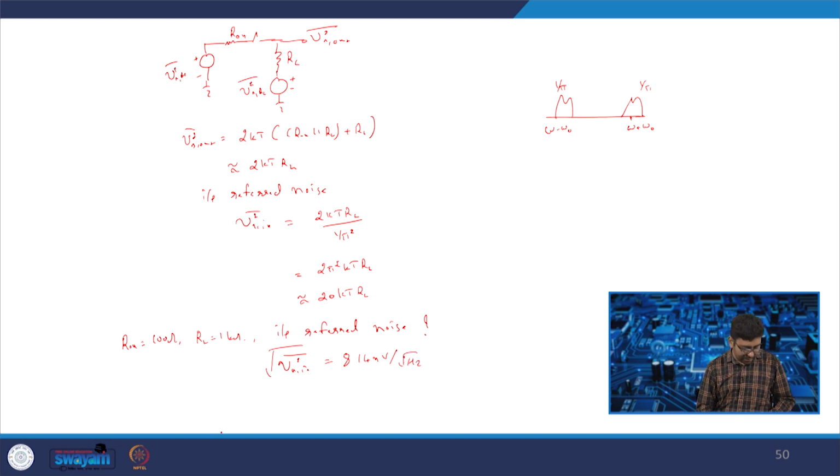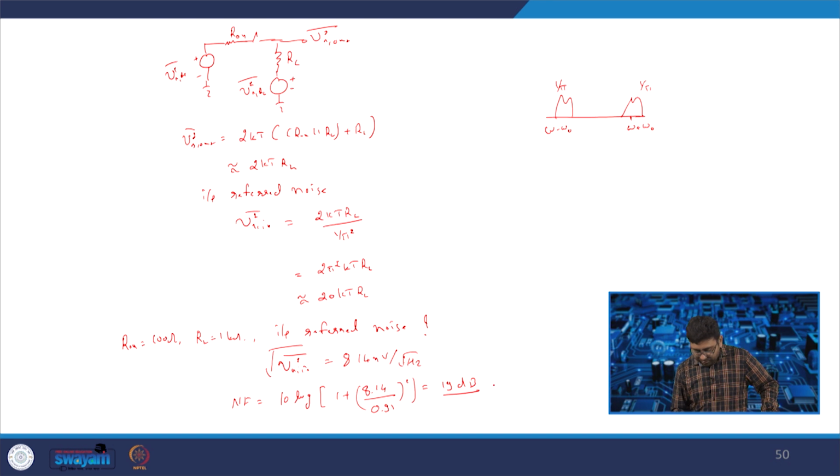And if we find out the noise figure, it is given by 10 log of 1 plus 8.14 by 0.91 whole square, equal to 19 dB. We need to consider 2kT RS also, and this is in 50 ohm when we have considered the 50 ohm RS.